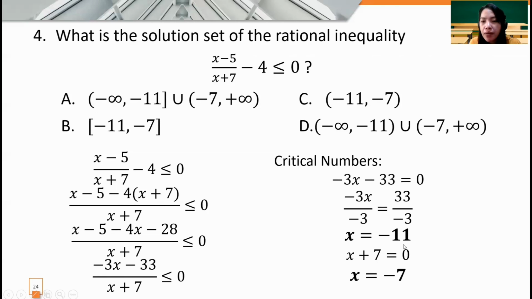Hanapin natin yung may negative 11 and negative 7 para hindi na tayo magtuloy-tuloy dun sa last step or sa mga steps. Sa letter A, since ang ginamit ay less than or equal to, so gagamit tayo ng bracket. And take note, yung nasa denominator ay x plus 7. Bawal na maging value ng x ang negative 7. So, dapat ang katabi ng negative 7 ay parenthesis. So, ang sagot dito ay letter A.